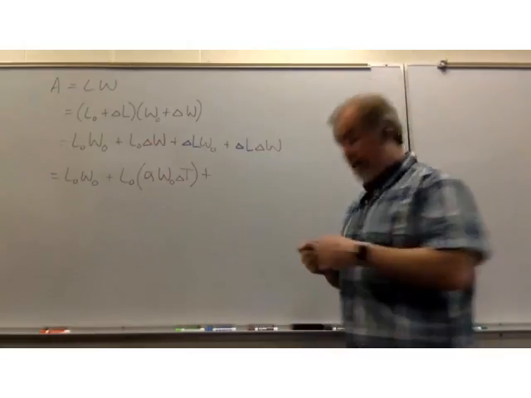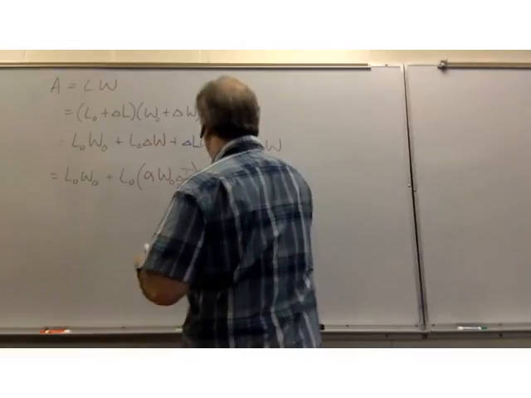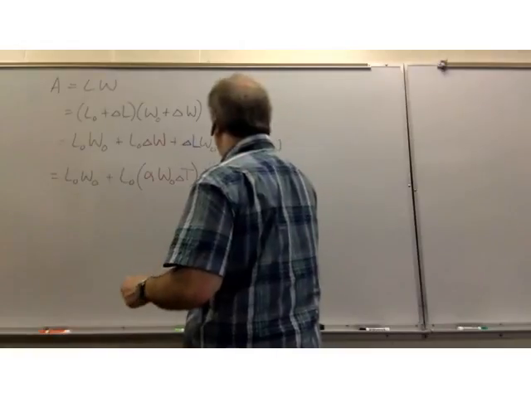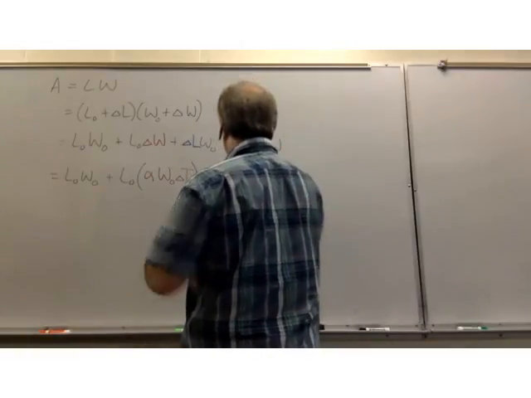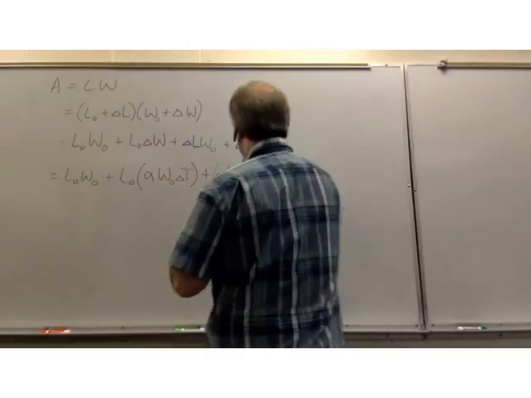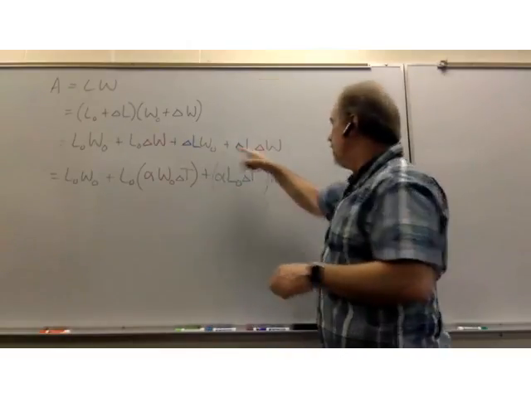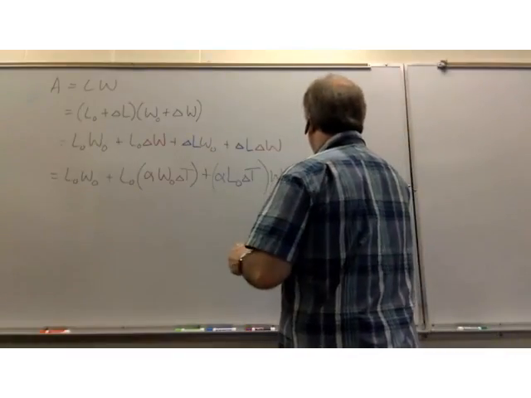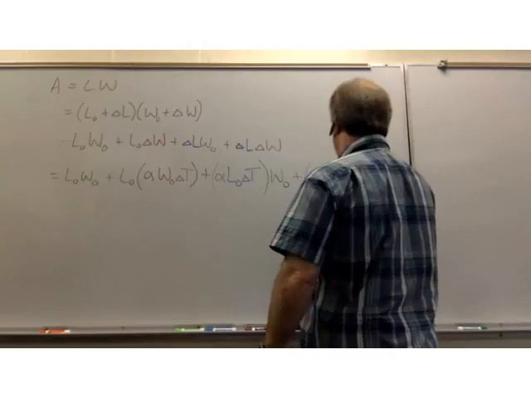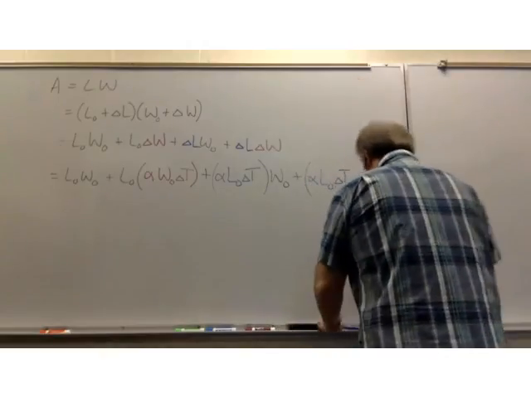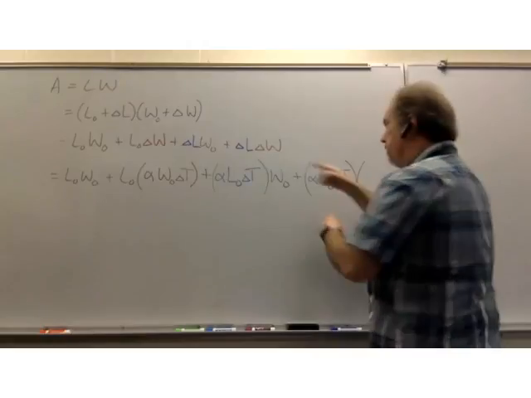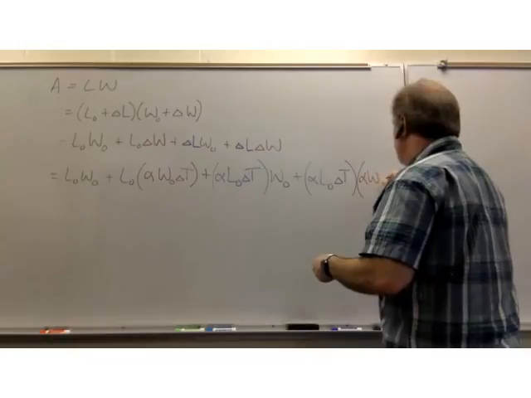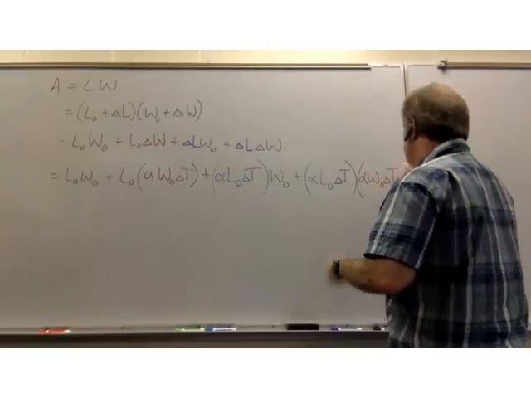I did too much erasing there. Hang on. Okay, so purple, blue. So blue: delta L times W naught, so delta L, alpha L naught delta T, times W naught, and finally delta L, alpha L naught delta T, times delta W, alpha W naught delta T.